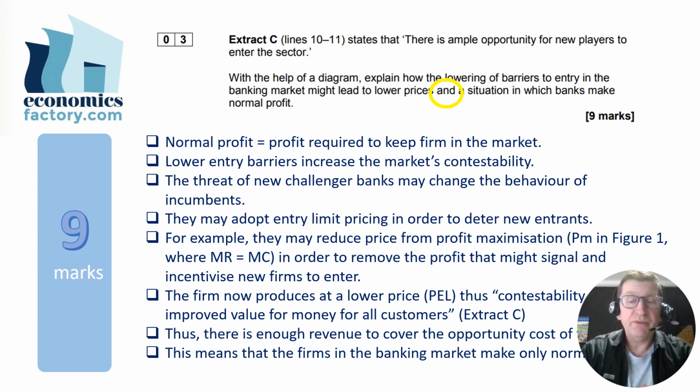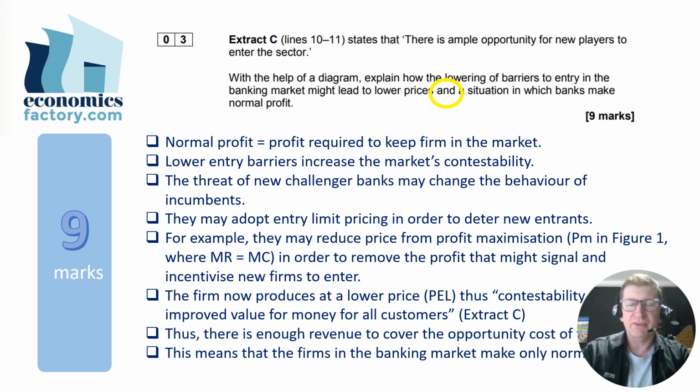Okay. Don't miss the opportunity to get in a quote from the data, because that's another way of showing application. So we've got this lovely quote that contestability improved value for money for all customers. We can drop that in. So the firm's pricing where average revenue equals average costs, that means there's just enough revenue to cover the opportunity costs of the factors they've used. And lo and behold, this means that firms in the banking market make only normal profit.